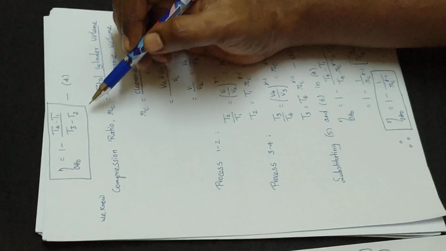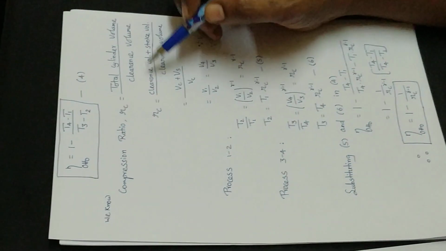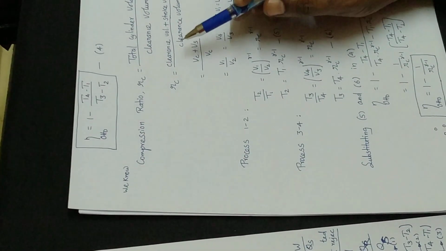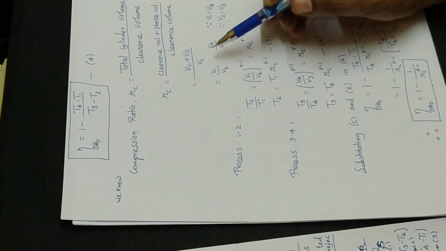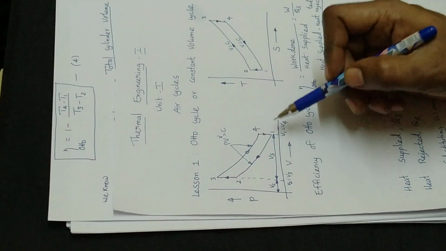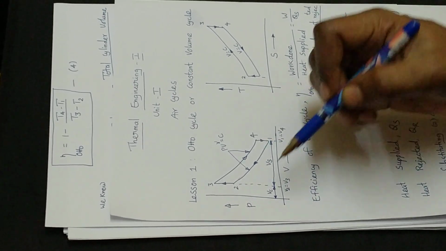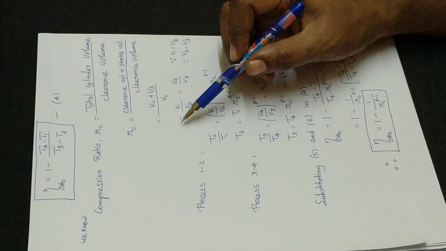Now we are going to bring this equation in terms of compression ratio. What is compression ratio? It is the ratio between total cylinder volume and clearance volume. The total cylinder volume is the sum of clearance volume and stroke volume. So Rc is equal to (Vc plus Vs) by Vc. In the PV diagram, the total cylinder volume is shown as V1, so clearance volume plus stroke volume is equal to V1. V1 is also equal to V4, and the clearance volume is nothing but V2. V2 is also equal to V3. Now the ratio V1 by V2, or V4 by V3, is nothing but the compression ratio.